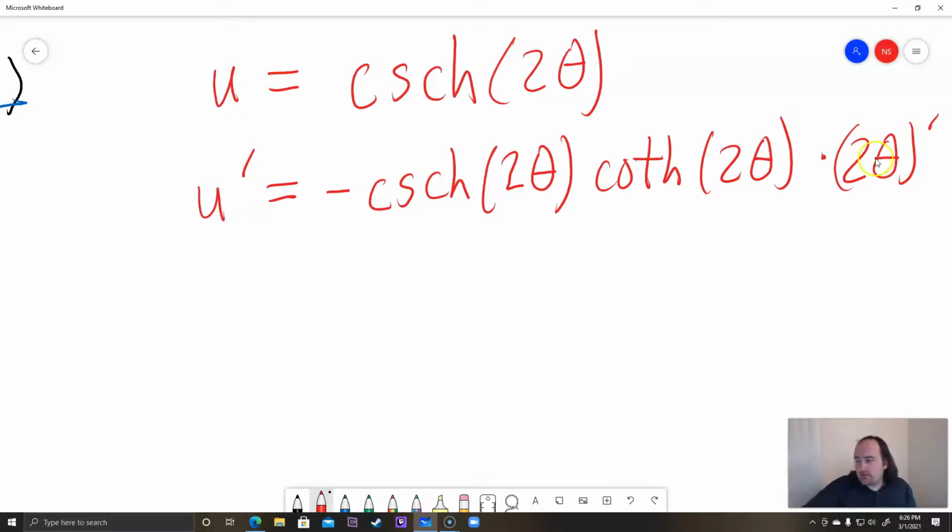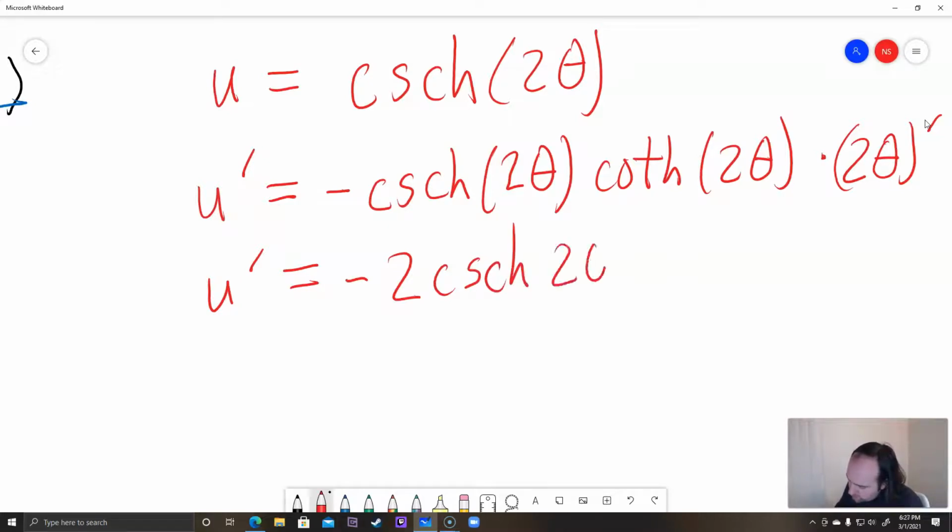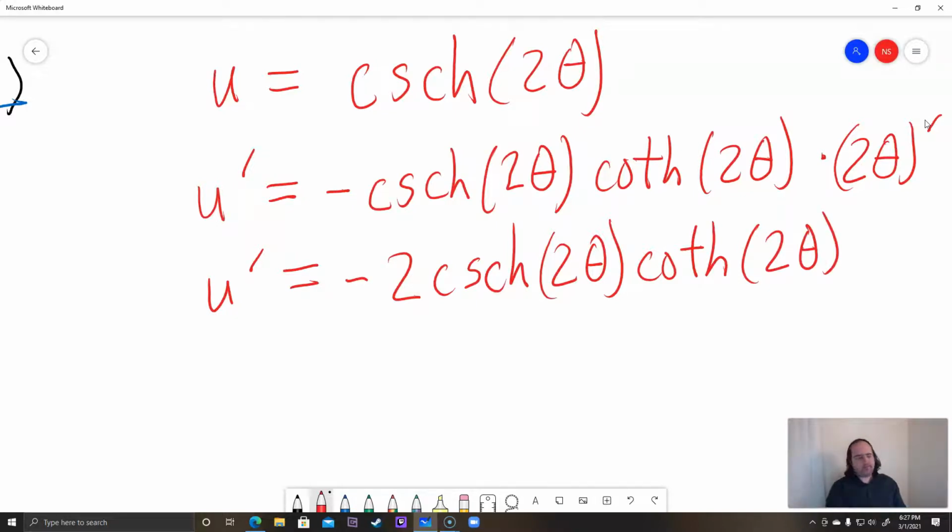So what is the derivative of 2 theta? Well, remember theta is just our variable, just like x. So what's the derivative of 2 theta? Well, that's just going to be 2, right? Because the variable goes away. Okay, so that means our u prime, if we bring the 2 out front, we have negative 2 cosec of 2 theta times coth of 2 theta. Okay, so there's our u prime.